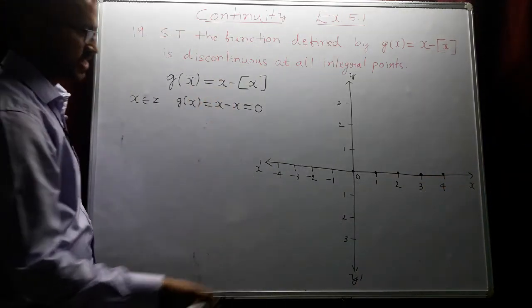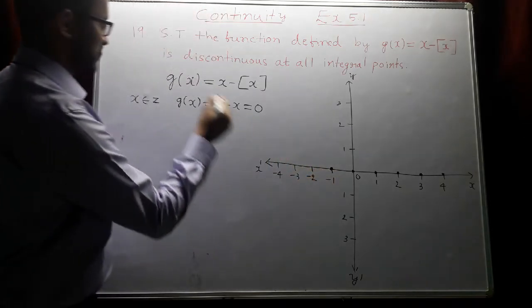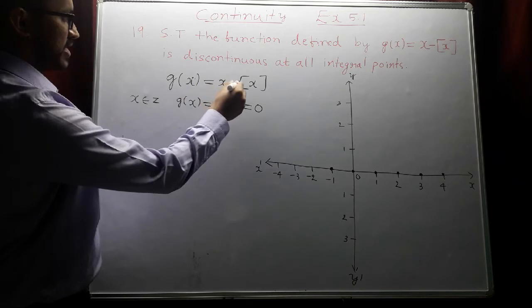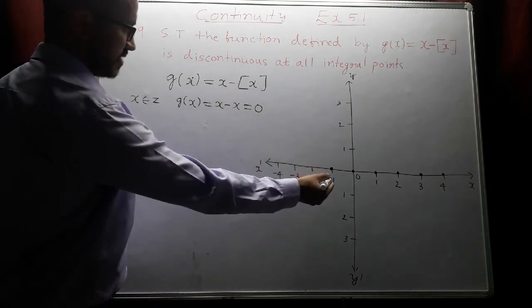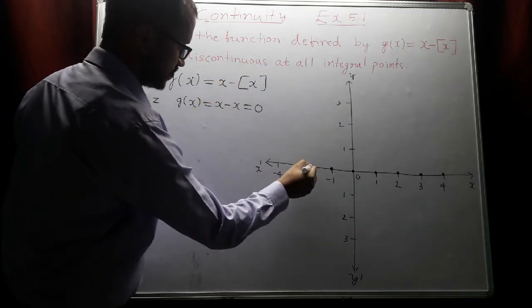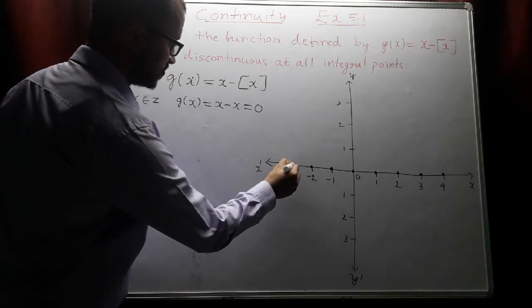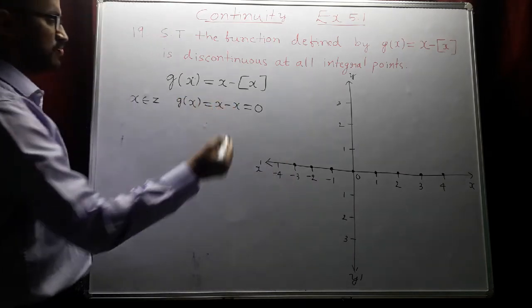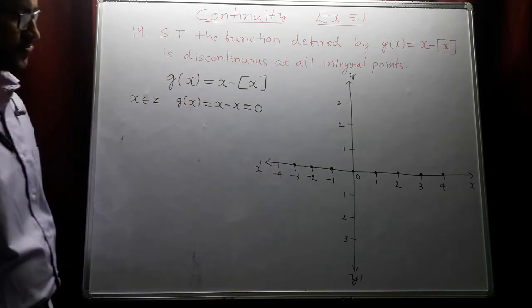Similarly, if you consider negative integers also, g of minus 1, so minus 1 minus greatest integer less than or equal to minus 1, which is minus 1. So minus 1 plus 1 becomes 0. Similarly, g of minus 2 is also 0. So at the integral points, the value of g of x is 0.